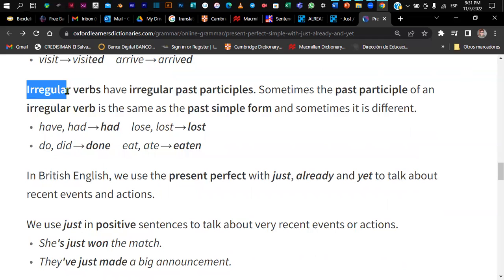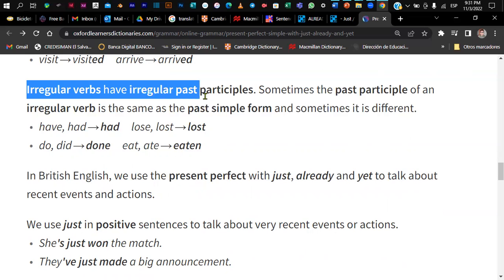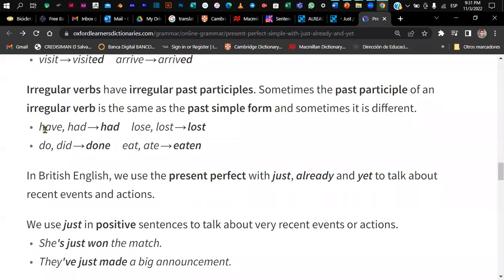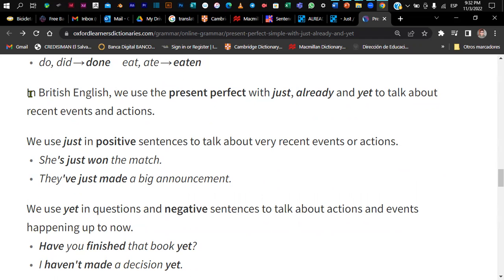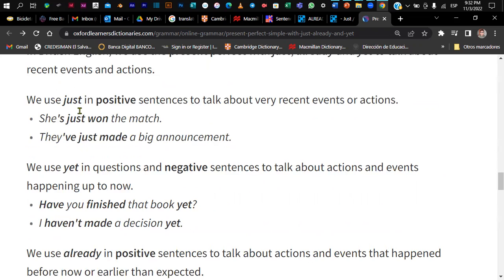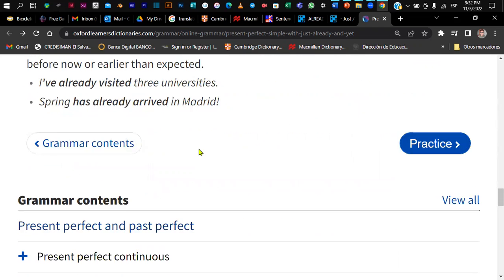Next, it says: Irregular verbs have irregular past participles. Sometimes the past participle of an irregular verb is the same as the past simple form, and sometimes it is different. For example, have, had, had. Lose, lost, lost. That is the same. Same in the past, the same in the participle. In the case of do, did, the participle is done. Eat, ate, eaten. Okay, in British English, we use the present perfect, and that's more information, and we finish in this part.